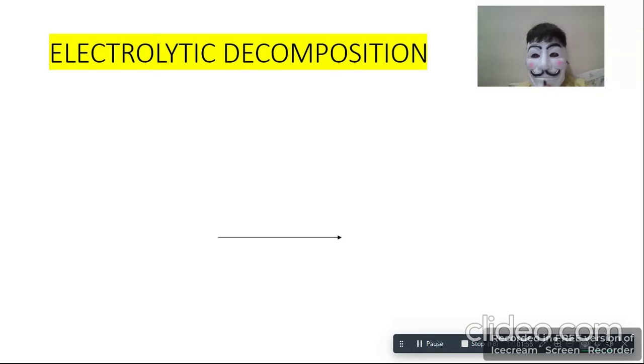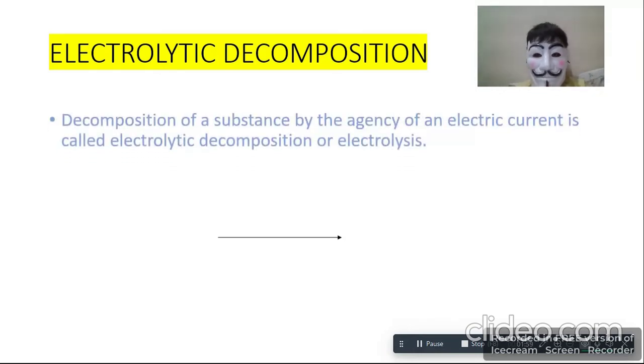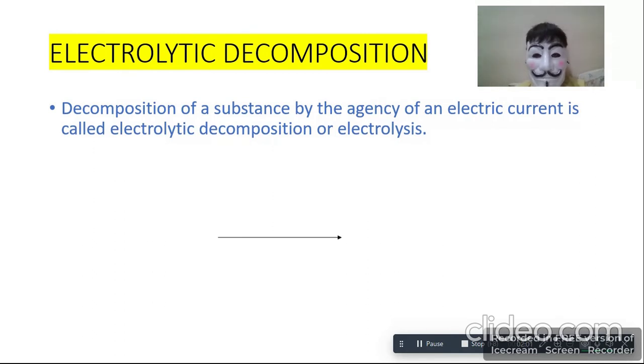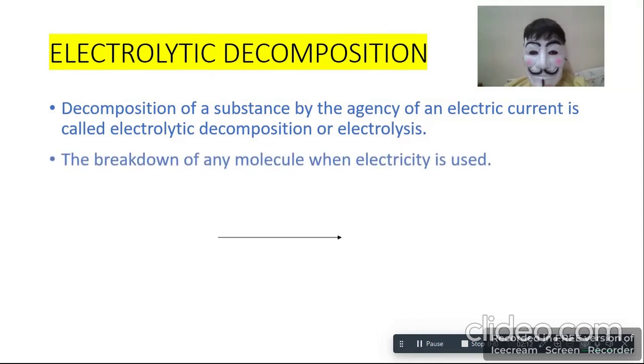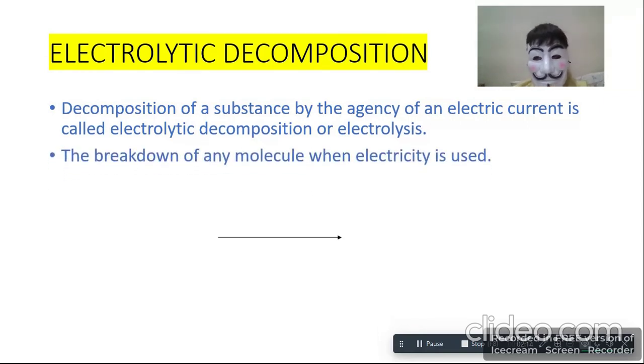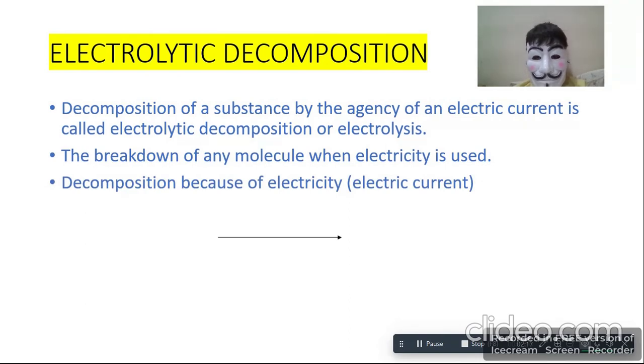Let's see electrolytic decomposition. As in thermal decomposition we saw it was done by heat, here it is done by the agency of electric current. Decomposition of a substance by the agency of an electric current is called electrolytic decomposition or electrolysis. So it is the breakdown of any molecule when electricity is used.